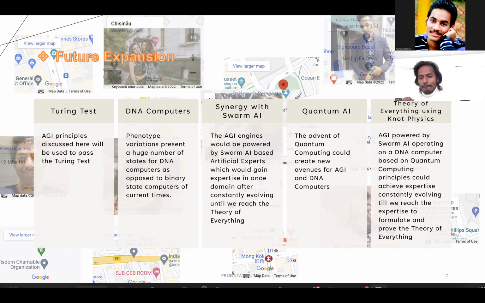Now AGI powered by Swarm AI operating on a DNA computer based on quantum computing principles could achieve expertise, constantly evolving till we reach the expertise of formulating the theory of everything and also proving it. We will not only formulate it, we will also prove it by means of experiments through these artificial experts. Okay, I just went very fast in this slide.